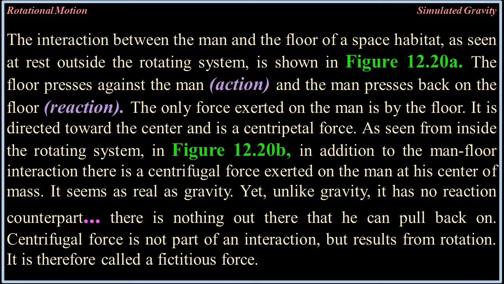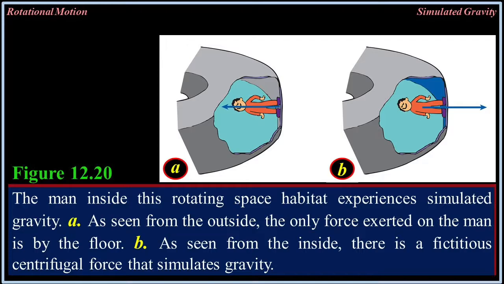The interaction between the man and the floor of the space habitat as seen at rest outside the rotating system is shown in figure 12.20a. The floor presses against the man (action) and the man presses back on the floor (reaction). The only force exerted on the man is by the floor. It is directed towards the center and is a centripetal force.